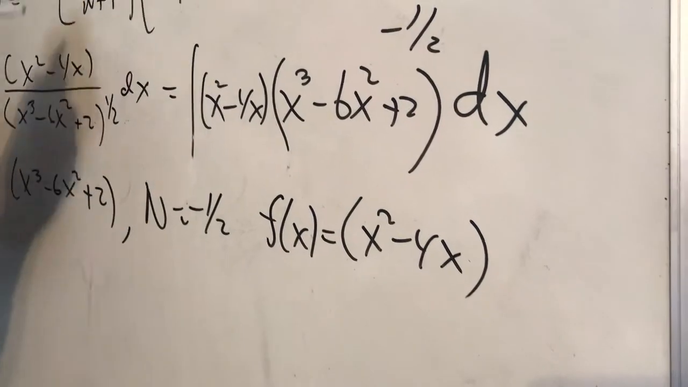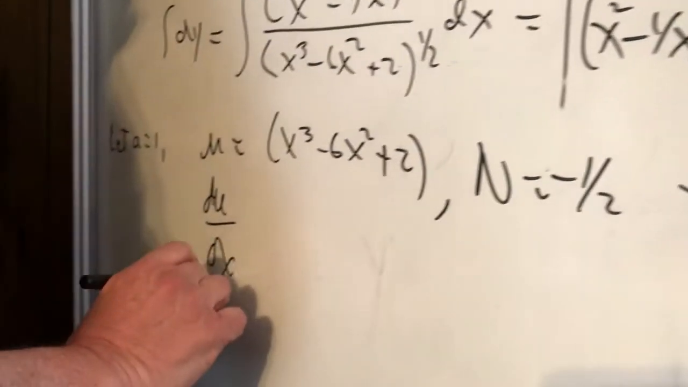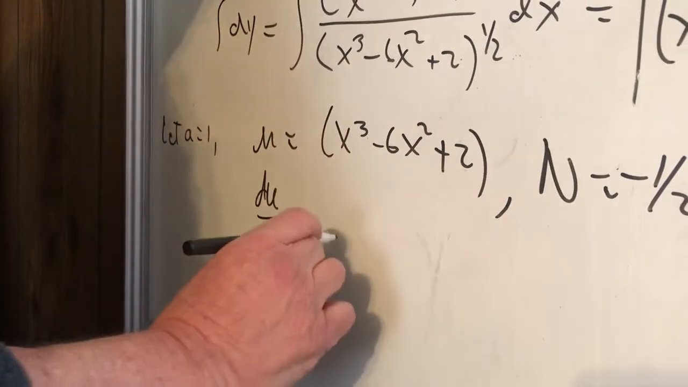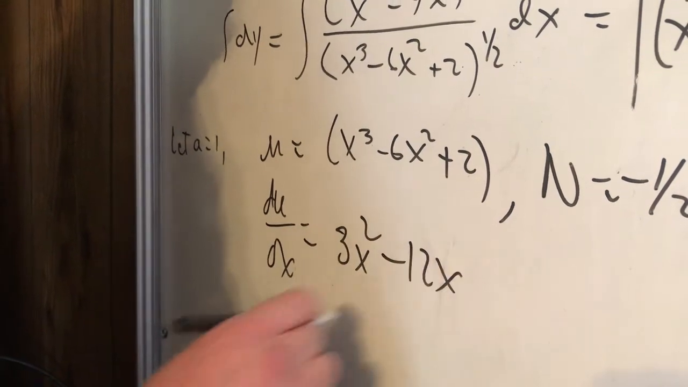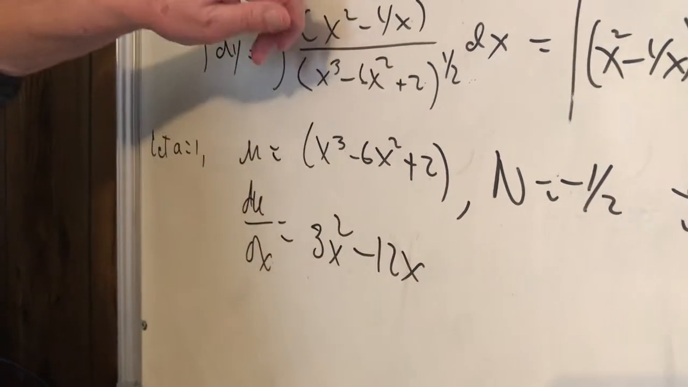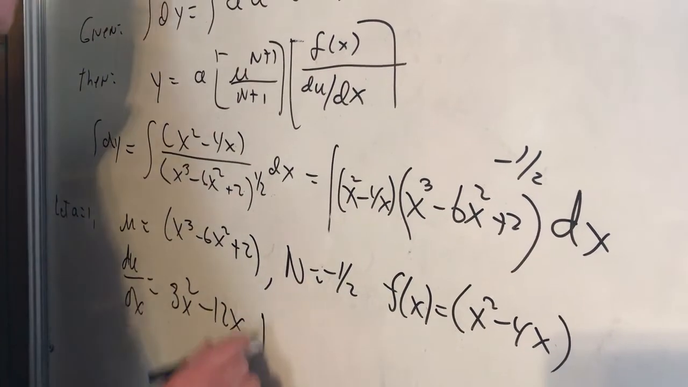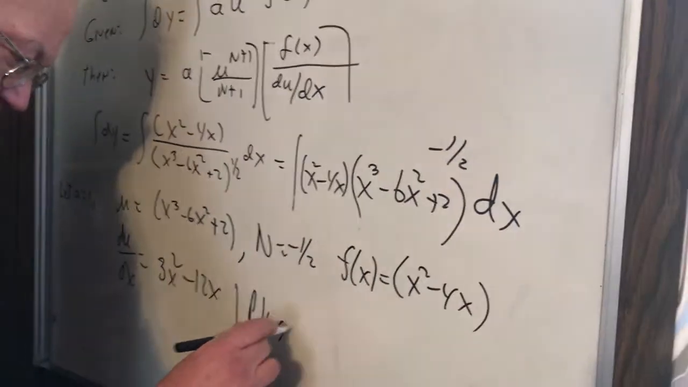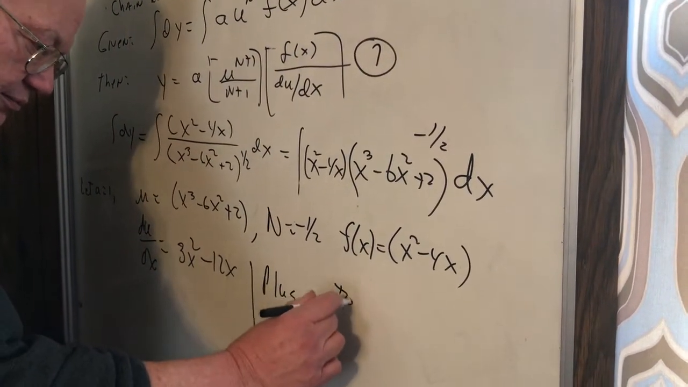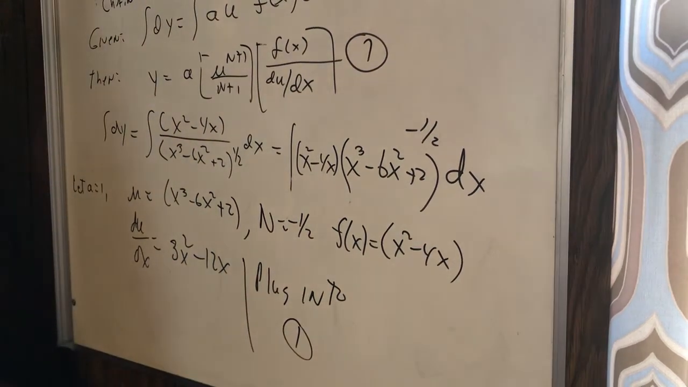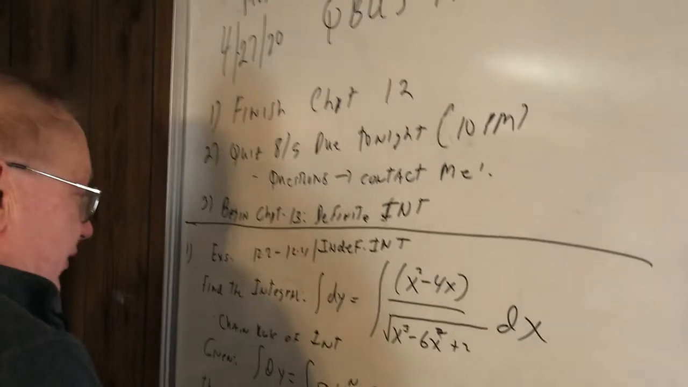Now we have everything except du dx, which is a simple differential, 3x squared minus 12x. So now we have everything we need, a, u, f of x, and du dx. We're just going to plug in. We'll call this 1. All right, so let's erase the top board here and see what we get.